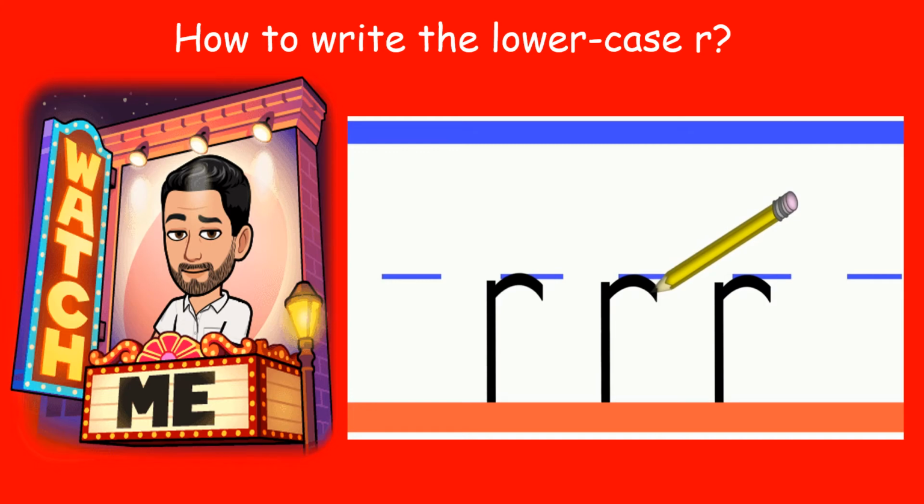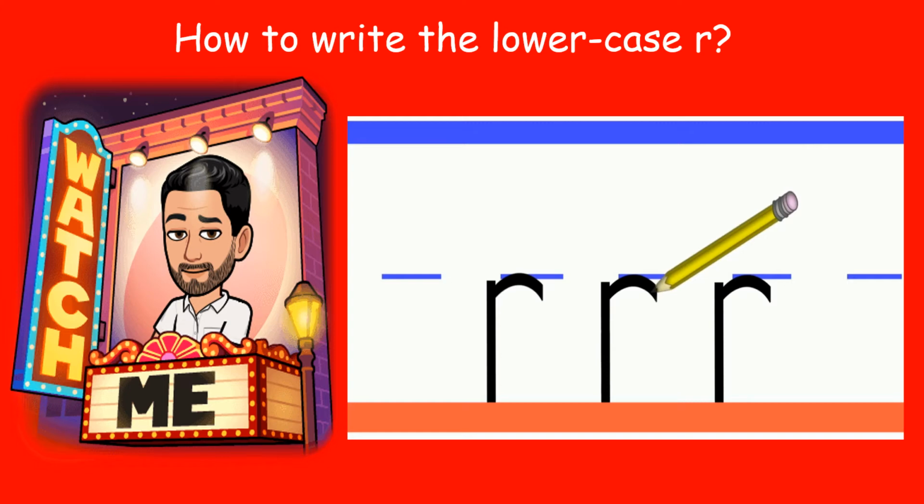Remember that we need to learn how to use our lines properly. So the blue line that you can see is the top line. The broken line is the middle line. And the red line is the bottom line.